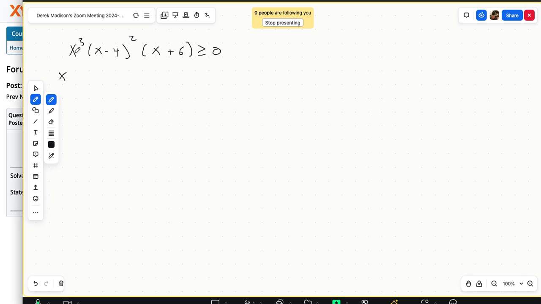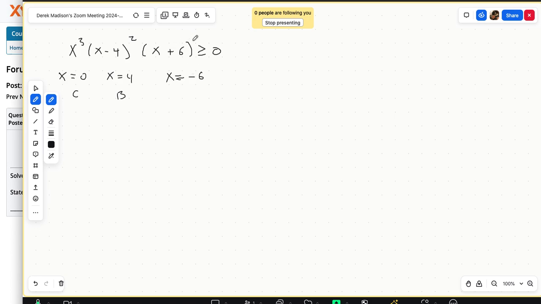So this would be for our zeros. This is x equals 0. This is x equals 4, and this one is x equals negative 6. So that's the places where we're crossing the x-axis. And then remember, odd powers cross and even powers bounce. So here at 0, 0, we would expect this graph to cross at the axis. At 4, because this is an even power, we're expecting it to either come down and bounce or come up and bounce off and turn around, kind of like a parabola.